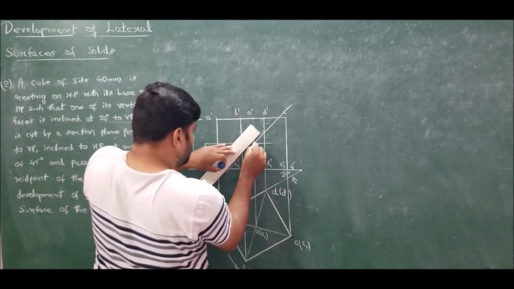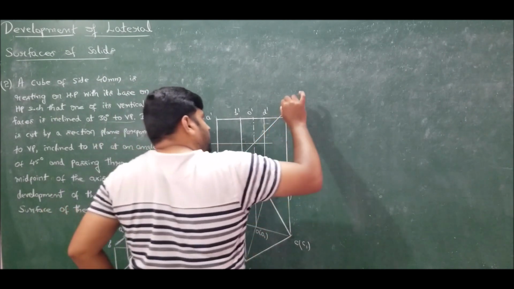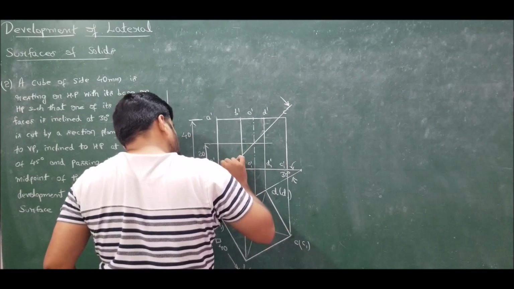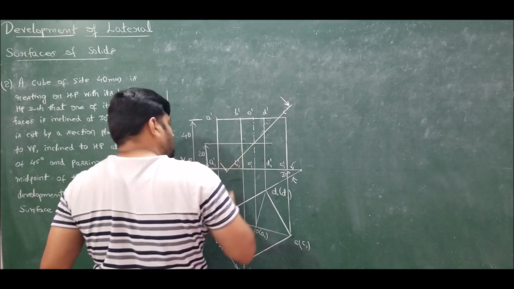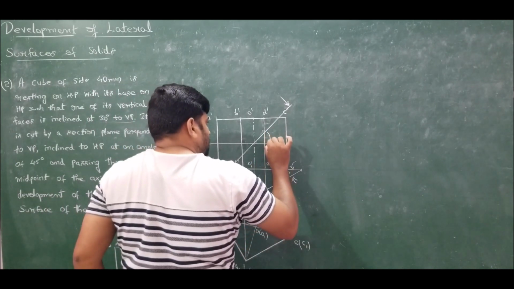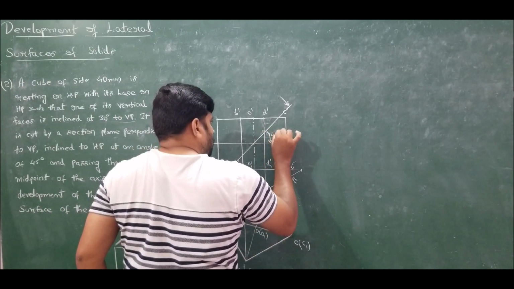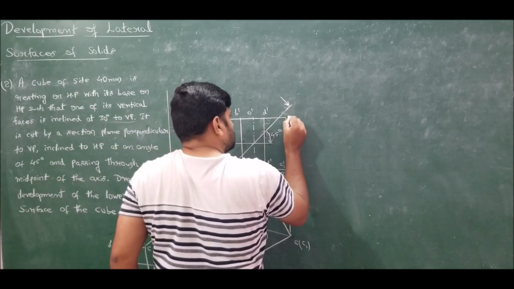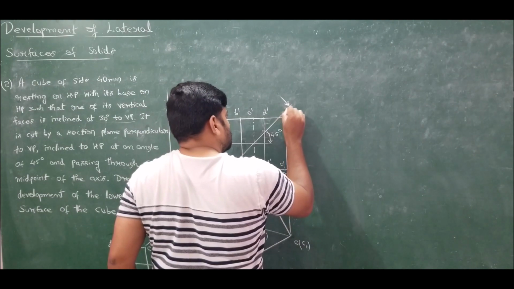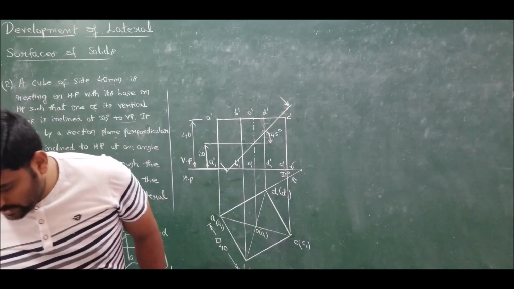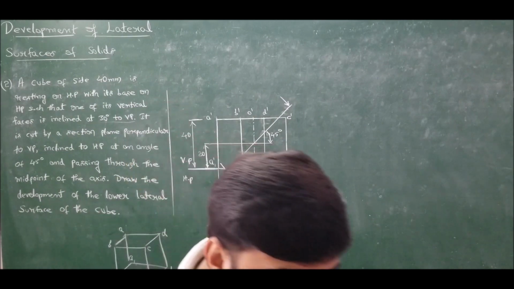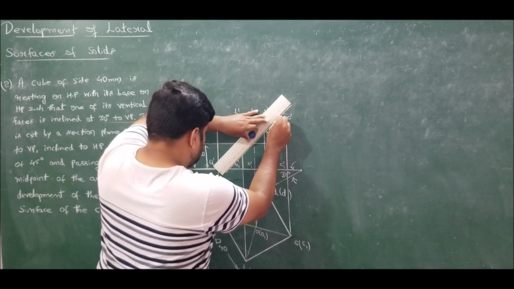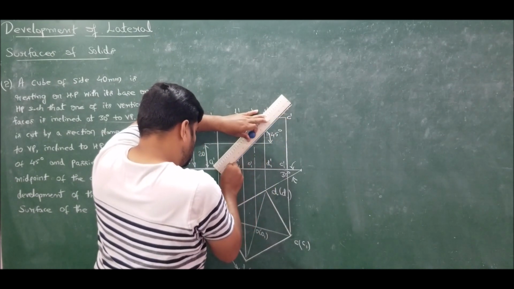I will cut it like this and I will call this as the cutting plane. This is the cutting plane we have passing through the midpoint and making an angle of 45 degrees to HP. So this is C dash. So use different chalk, that will be helpful. Done.